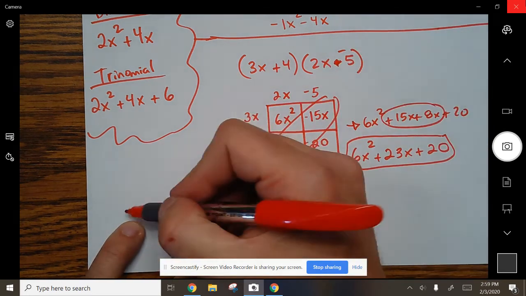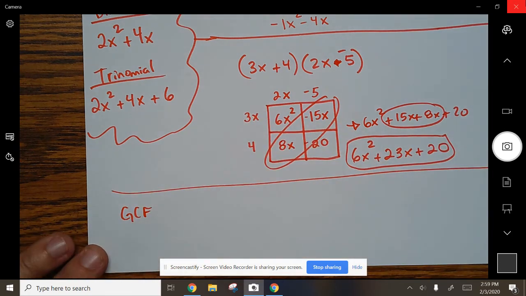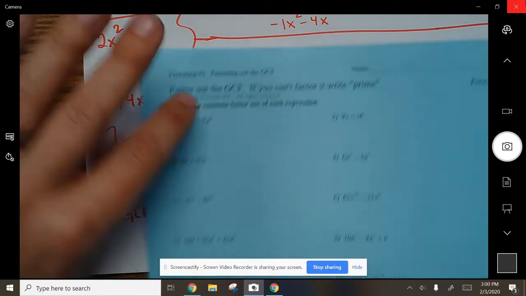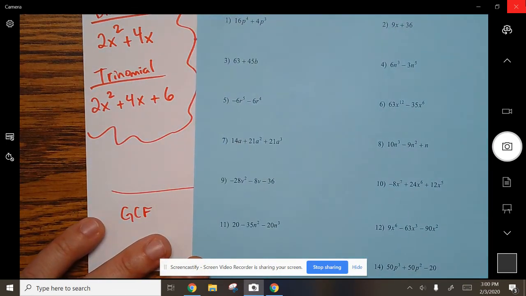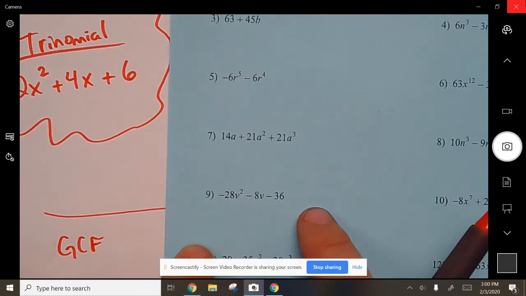All right, the last part was a GCF, and that was Thursday night's homework. And Thursday night's homework is a little interesting because it's talking about pulling out a GCF. I'm actually going to show you part of the homework right now. So if it was looking like this, you're trying to pull out something that all of the terms have in common.